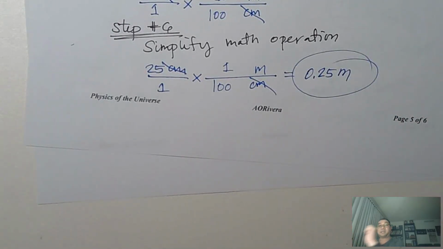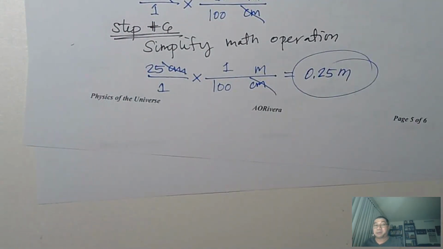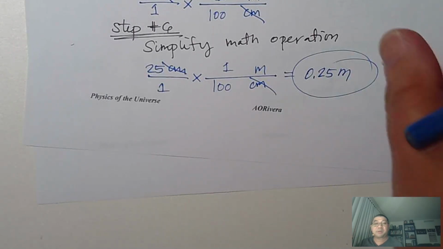So basically this is a 6-step process, and the last one is to just simplify the math operation. And this is how simple the process is. I will give you additional examples, but this time we don't have to write the steps, but instead just give you some ideas on how to do so. Let's go to page 6. I will pause this video and then afterwards we'll continue to page 6.